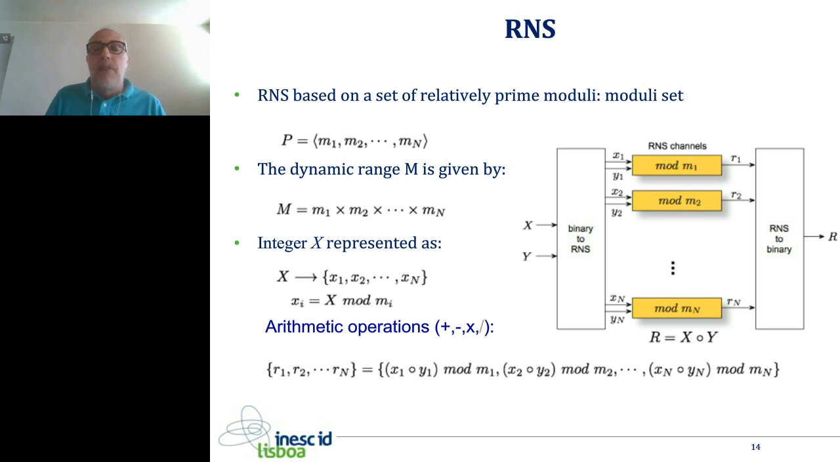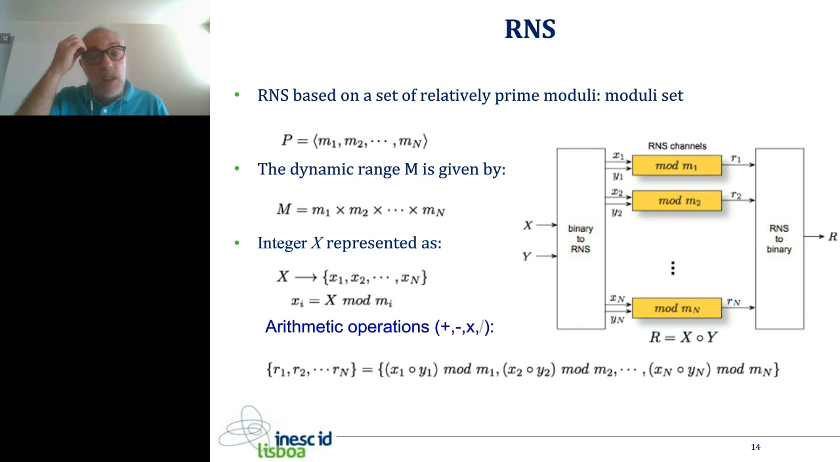So what is the main advantage? You just pick a set of small integers that represent the large integers, so the carry chain is split. You can do the computation in parallel. If you do addition, subtraction, multiplication, you can do it in each one of the channels in parallel, so it's much faster.